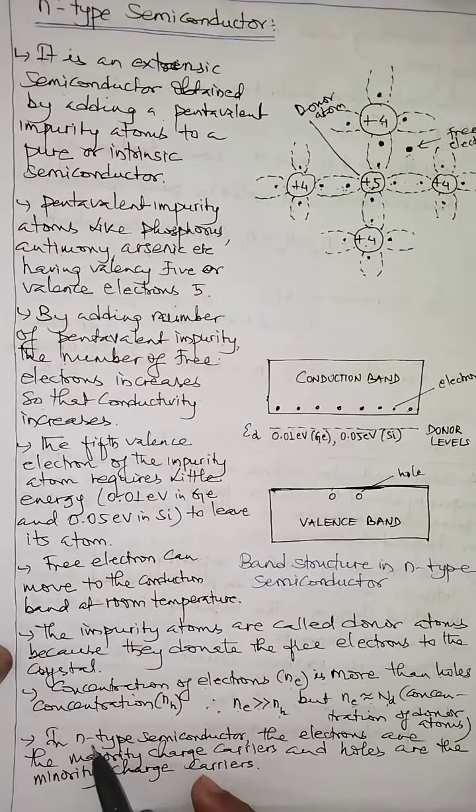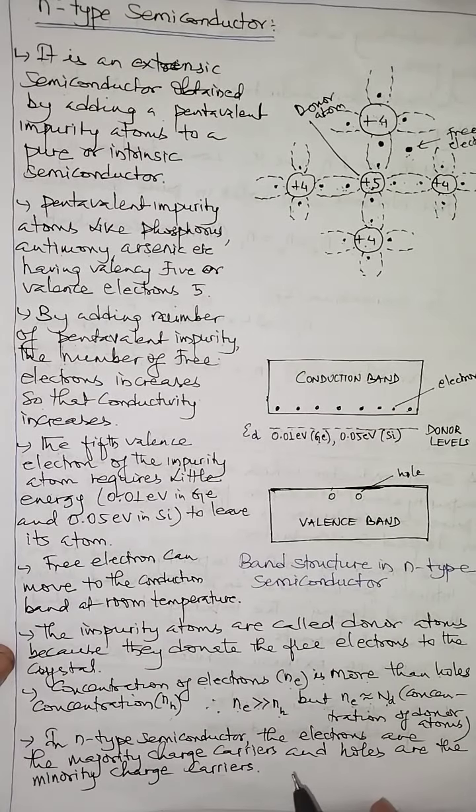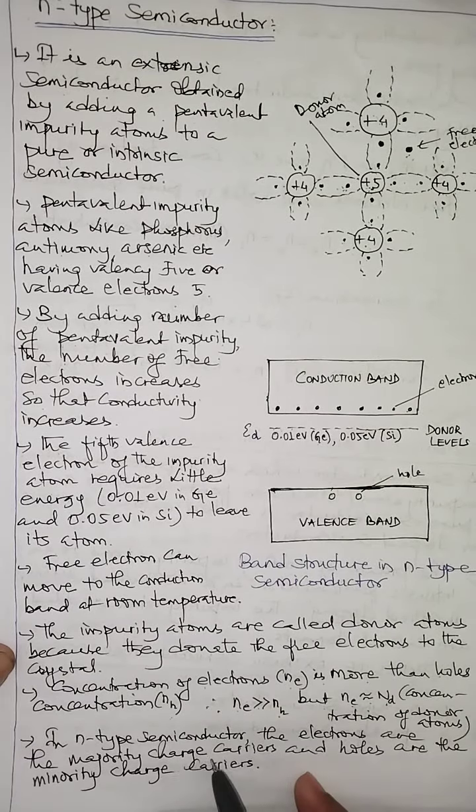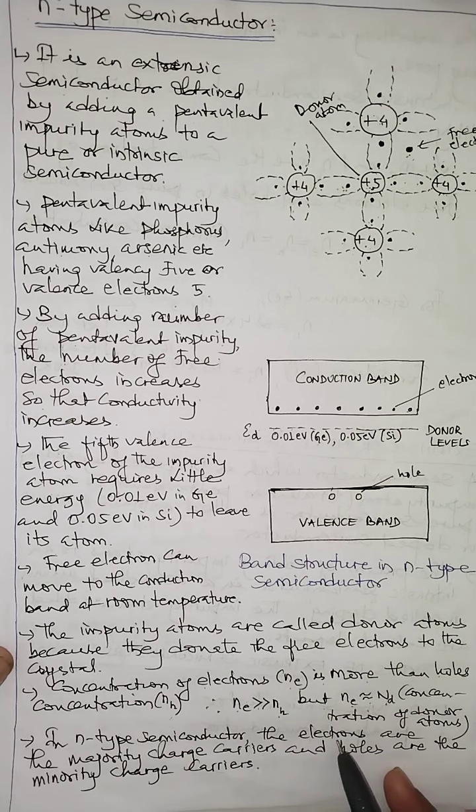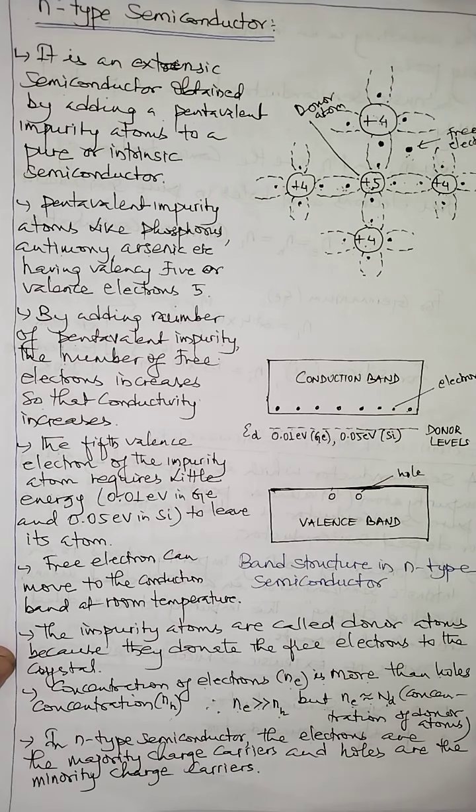Therefore, in an n-type semiconductor, electrons are the majority charge carriers and holes are the minority charge carriers. Both are charge carriers, but one is called the majority and the other the minority. It means more current conduction takes place due to the movement of electrons than holes. So this is a detailed explanation of the n-type semiconductor. In a similar manner, we will do another type of extrinsic semiconductor, called the p-type semiconductor, which you will learn in the next YouTube video.